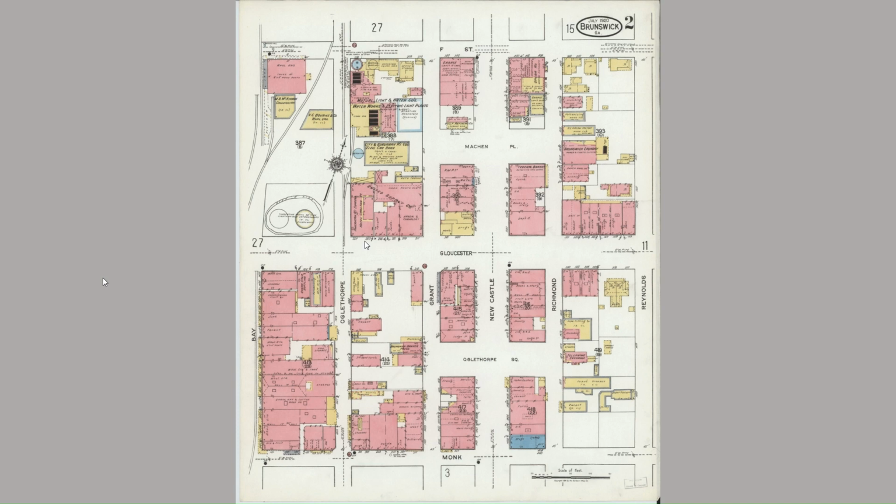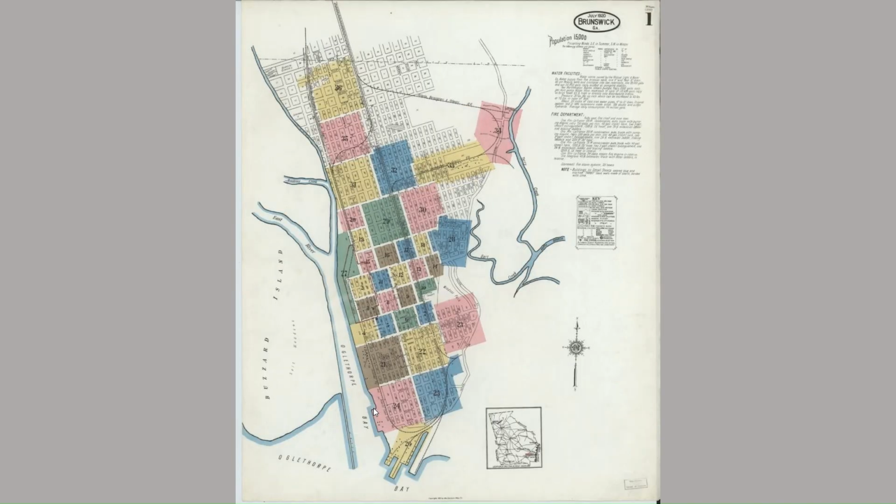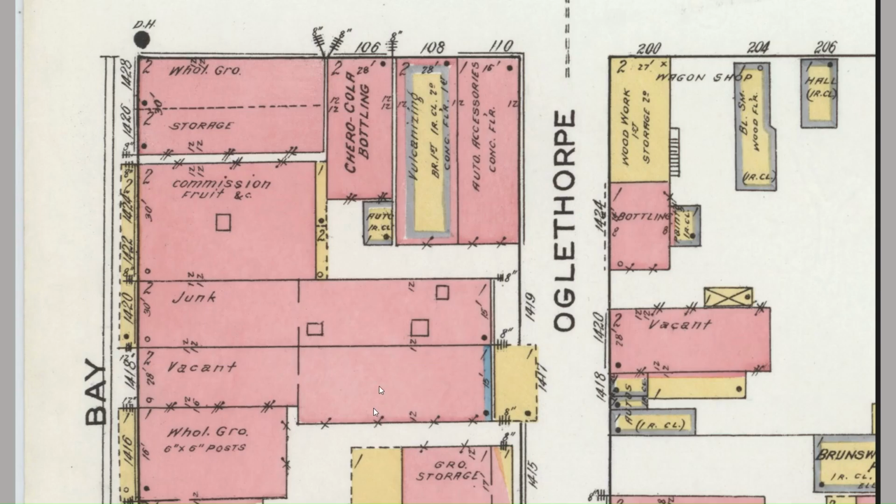Now let's go a little bit deeper and zoom in even closer. And if you look again at the map we have up right now of this specific block or area of Brunswick downtown, we're going to zoom in to the lower left-hand corner, the area that covers Oglethorpe Street, Gloucester Street, Bay, and Monk. So we're going to go to the next slide.